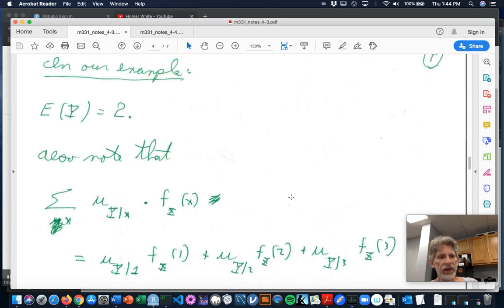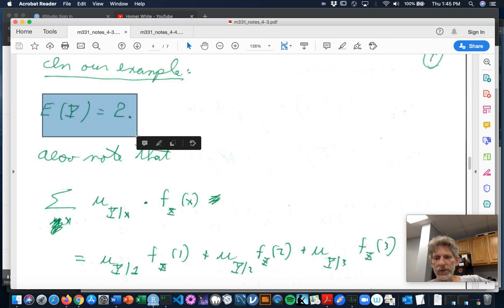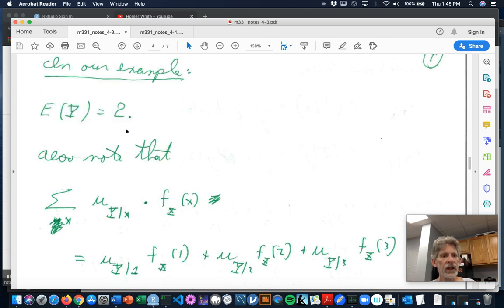So let's go back to our example. And you may remember from previous sections that the expected value of the marginal y was just 2. I just want you to note that for a moment.